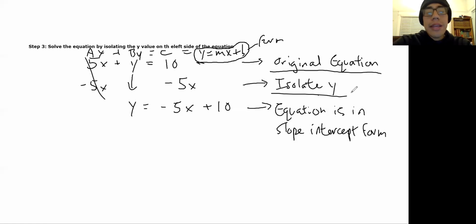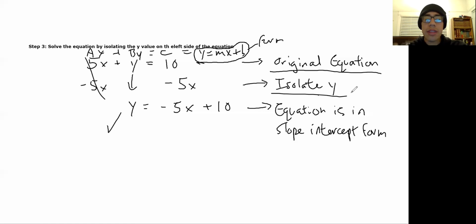Is equal to, and since I have an x and the 10 is a regular number, I can't actually subtract them. The 10 kind of moves over to the right. We have negative 5x plus 10. This is the equation in its slope-intercept form. Okay, good. This is the end of step 3. We have our equation. All right. So now that we have our equation, it's in the form that we can graph.